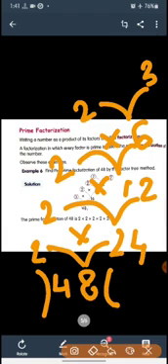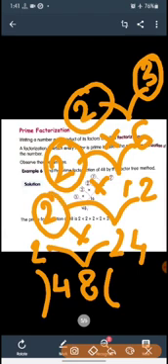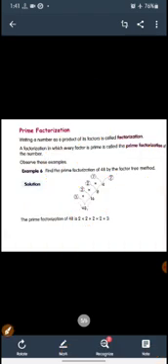Here at last 3 is a prime number, we will not be able to divide it further. So here 3, 2, 2, 2, 2 is the prime factorization of the number 48. So this is the way to perform prime factorization.